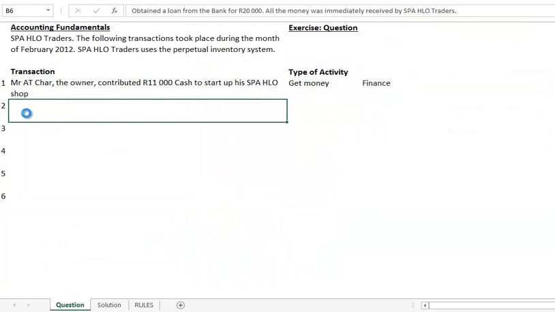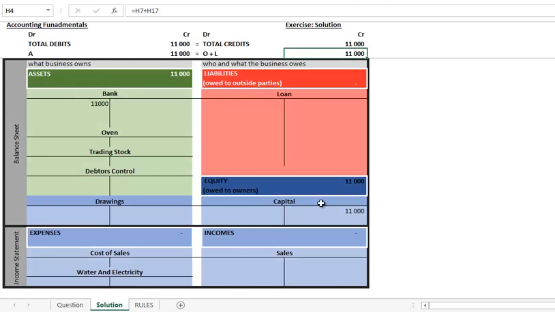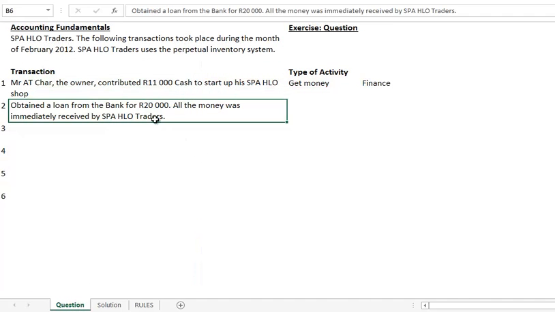All right, transaction number 2. Obtained a loan from the bank for 20,000 Rand. So we're getting another 20,000 Rand. All the money was immediately received by Sparkler. Do you think this is going to increase my owner's equity? Well, let's have a look.